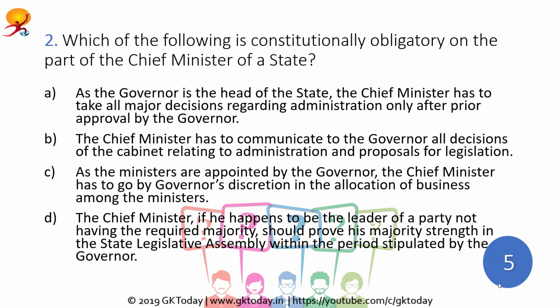Which of the following is constitutionally obligatory on the part of the chief minister of a state? And your time starts now. And the correct answer is the Chief Minister has to communicate to the Governor all decisions of the Cabinet relating to administration and proposals for legislation. This is enshrined in Article 167.